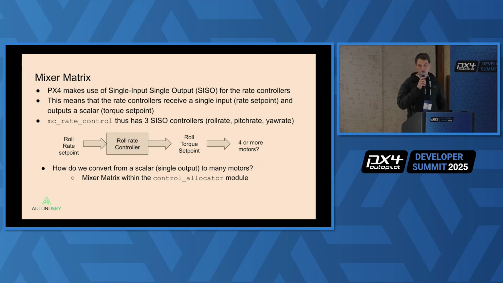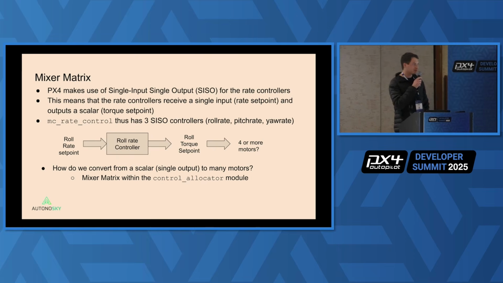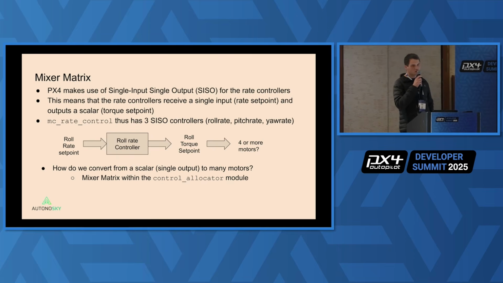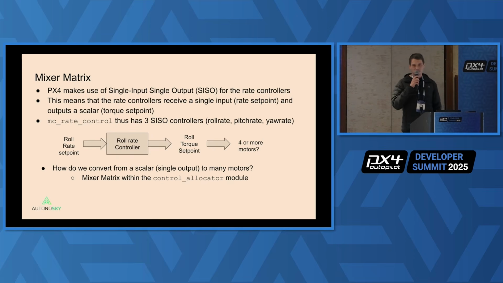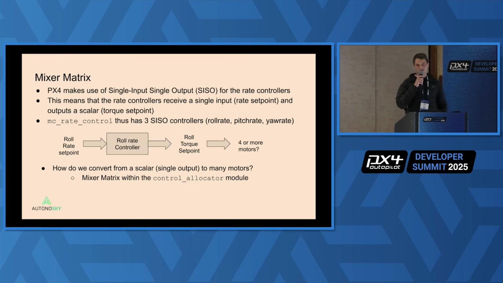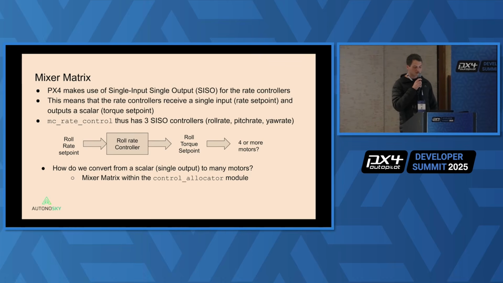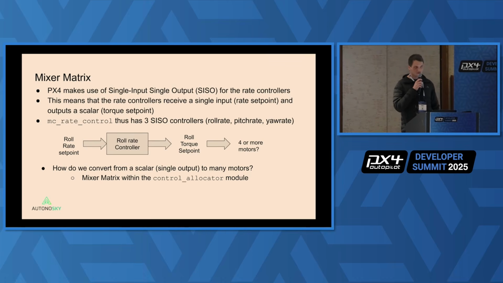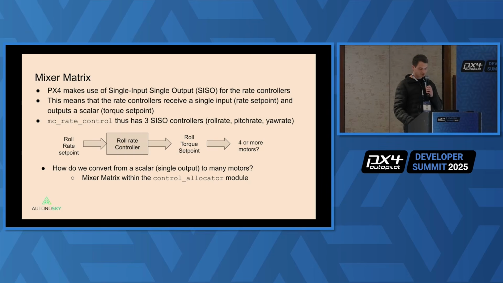So PX4's rate controllers are three independent controllers, all controlling a single axis and then outputting a single value. So the question is then, how does this single value, which our controllers output, get converted to 4, 6, or however many motors you have? And this is handled by the mixer matrix, which is within the control allocator module.